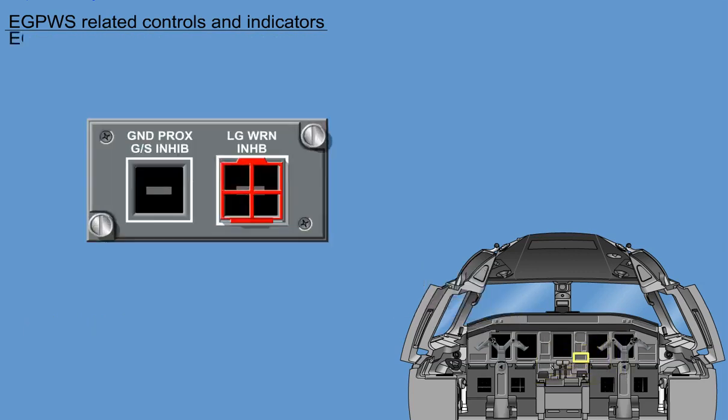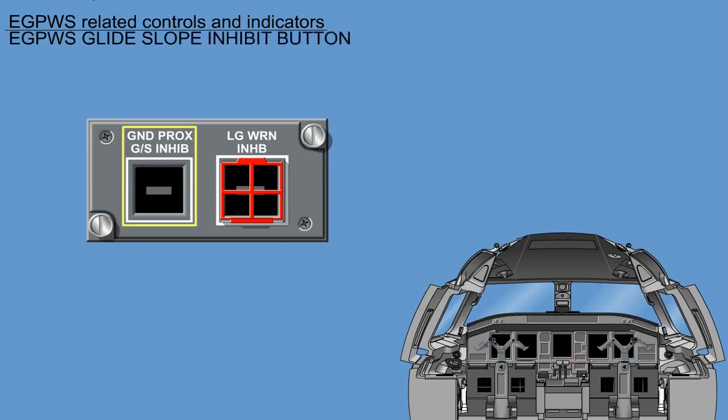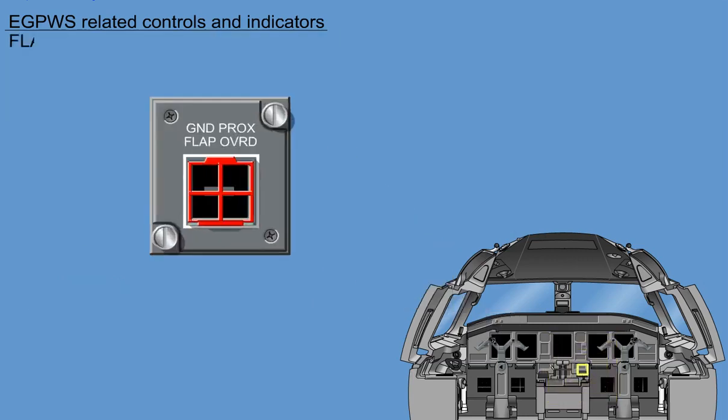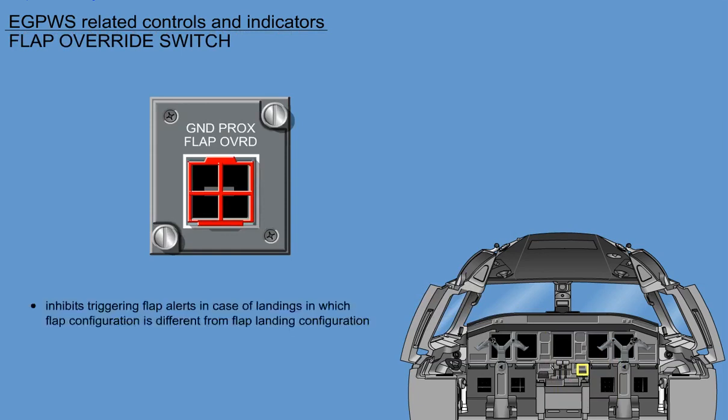The EGPWS Glide Slope Inhibit button. The momentary action button annunciator is used to manually cancel glide slope alerts. It illuminates when pressed anytime the aircraft is below 2,000 feet radar altitude and will be automatically reset, light is off, by climbing above 2,000 feet or descending below 30 feet. The flap override switch, guarded, inhibits triggering flap alerts in case of landings in which flap configuration is different from flap landing configuration.